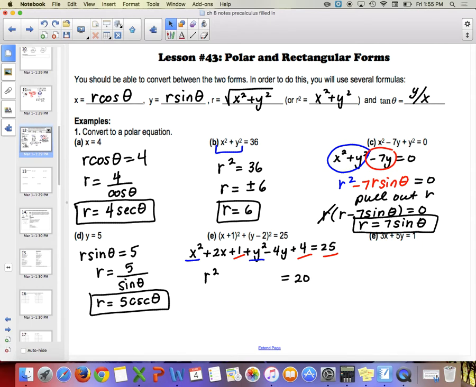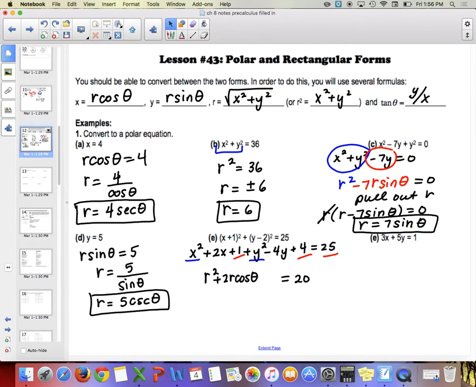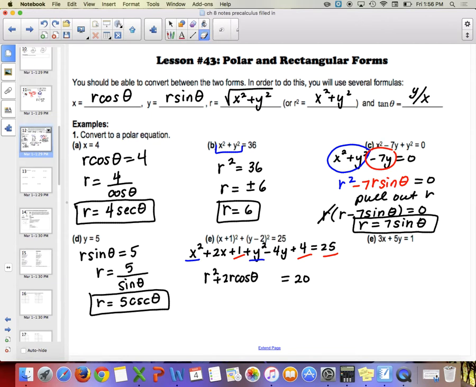Don't you guys wish you could just move things over like this? Isn't it so easy? All right, so 2x is going to be 2 r cosine of theta. Oh, now I've messed it up. I can't do it. Oh, man. See, this is what I get for saying, don't you wish you could just do this?